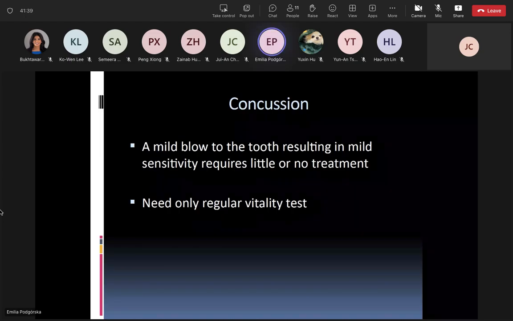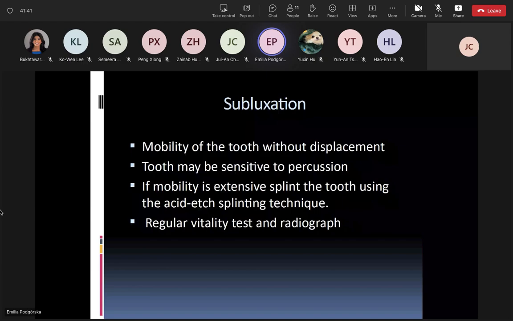Simple subluxation: mobility of the tooth without displacement. The tooth may be sensitive to percussion. Mobility can be managed by splinting the tooth using the acid etch bonding technique. Regular vitality test and radiography.